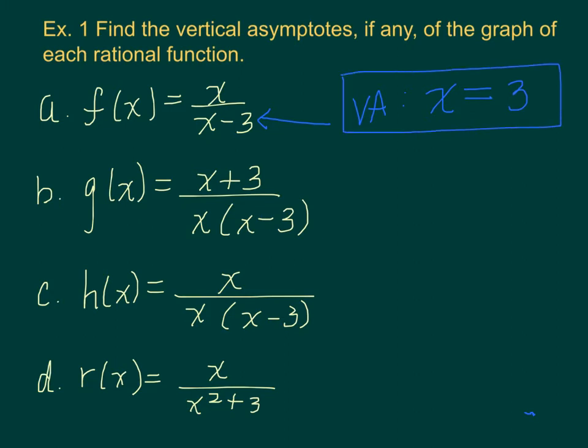Okay? Part B, if you notice, there's no common factor, so we can't simplify anything. We have 2 vertical asymptotes now. So we have x equals 0 and x equals 3.